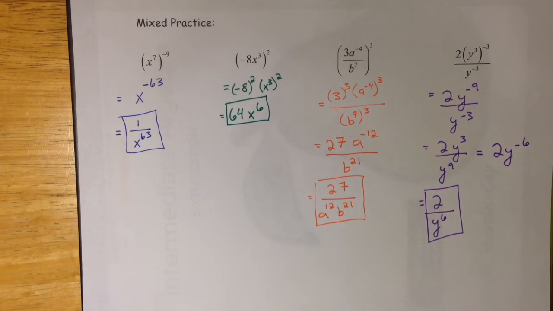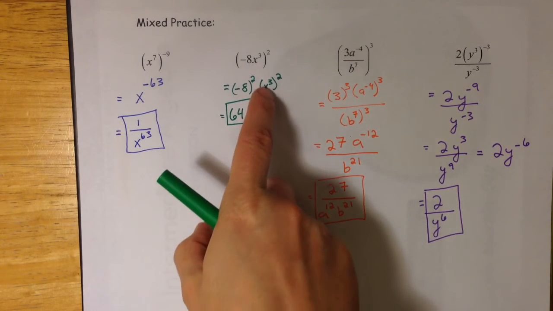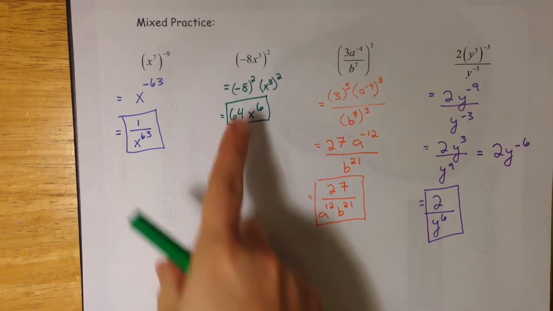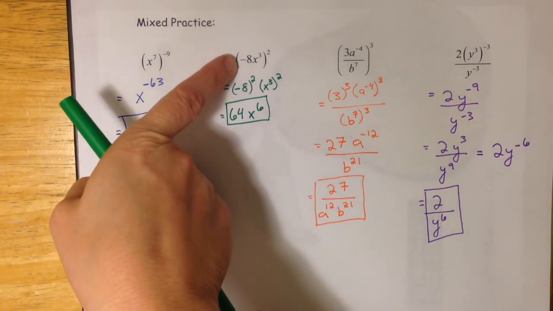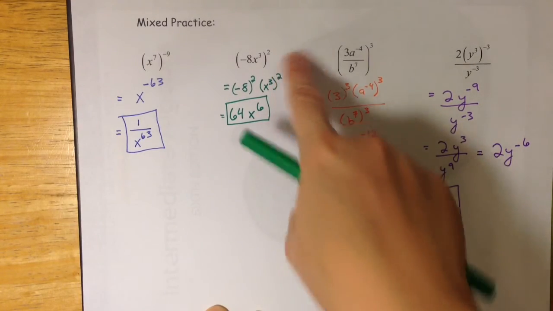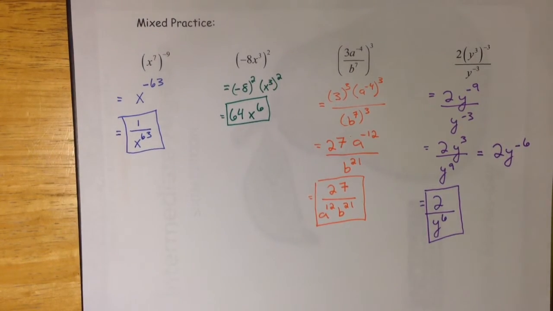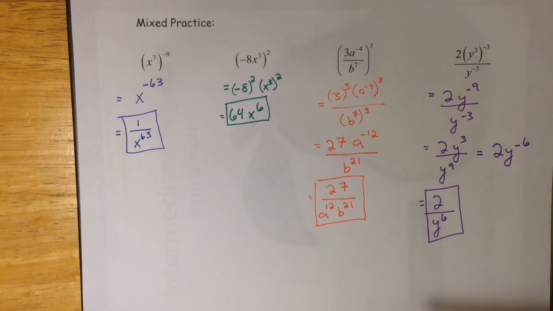This problem is a good example of a place where you might be able to skip some steps. So I wrote down the negative 8 squared and the x cubed squared part, showing you that we're using the power of a product rule. It's entirely possible that you will feel comfortable going straight from negative 8x cubed squared to 64x to the 6th, and that's okay.